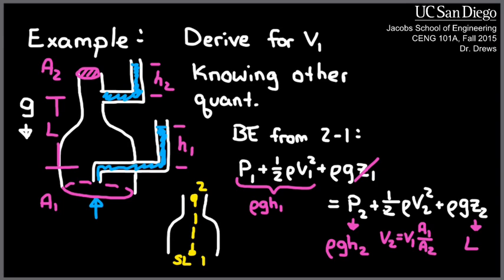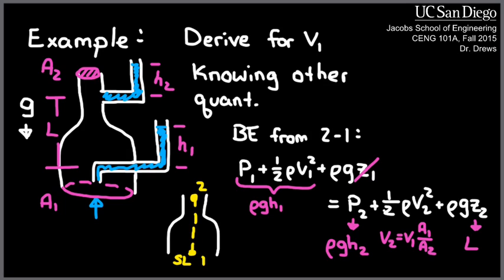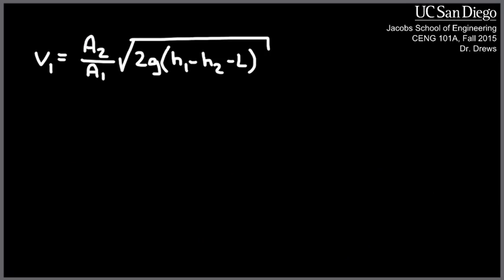If you want to challenge your algebra, since we're pretty much out of time right now, what you should find is that V1 is equal to A2 over A1 times the square root of 2g (H1 minus H2 minus L). So in an exam situation, you would be responsible for coming up with this equation, plugging in the right terms based on the stagnation and static probe. And then we have given you all of the numbers that are in here, so you'll have to plug and chug through your calculator.